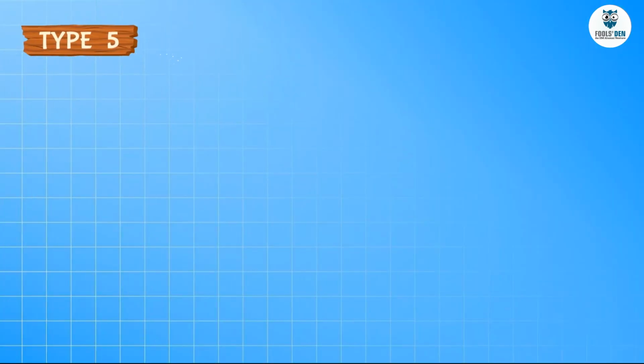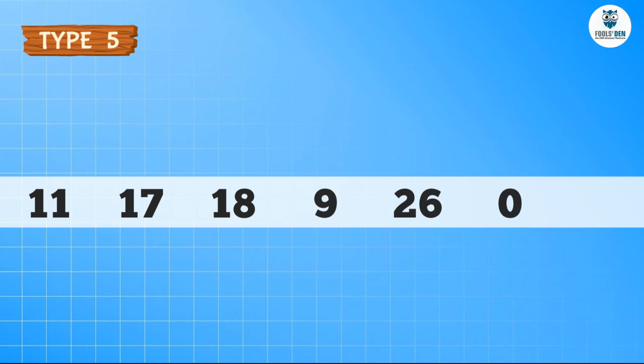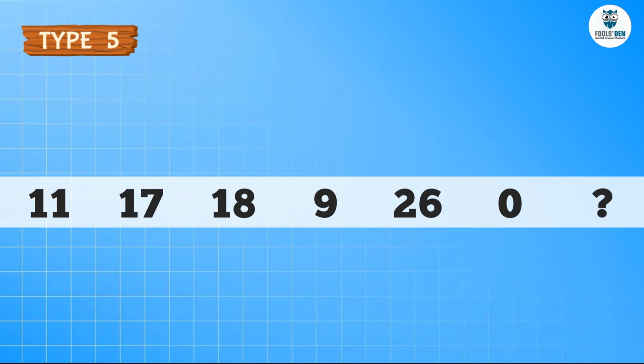Type 5. Have a look at the series. 11, 17, 18, 9, 26, 0, question mark. Now this series seems to be a very random one, but there is a pattern in it. Look at the alternate terms of the series. That is, look at the first term, the third term and the fifth term. That is 11, 18 and 26. Try to find the difference between these numbers.